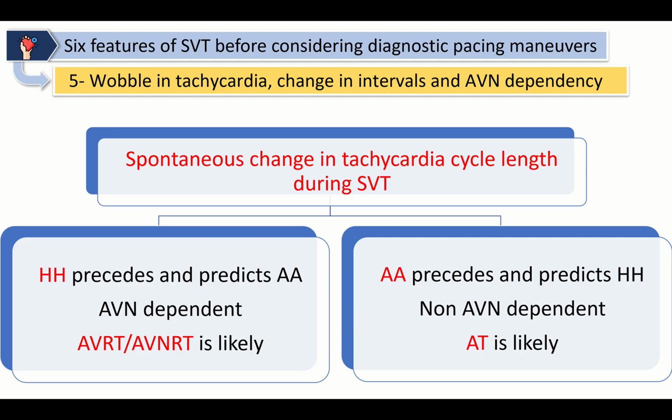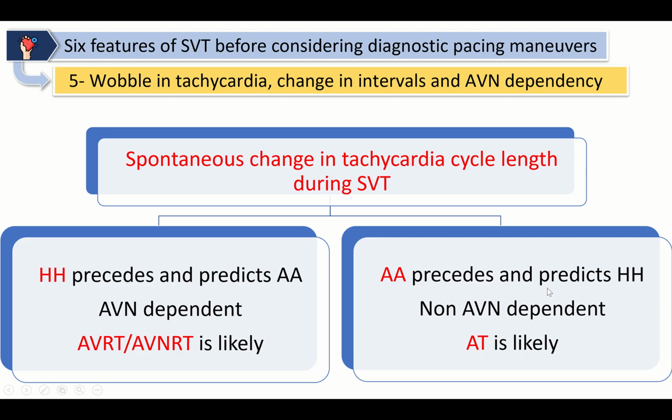This is a golden rule that we have to focus on: spontaneous change in tachycardia cycle length during SVT. If an HH change precedes and predicts the AA interval, it means it's AVRT or AVNRT. It's likely because it's AV nodal dependent. That's why the HH interval change precedes.